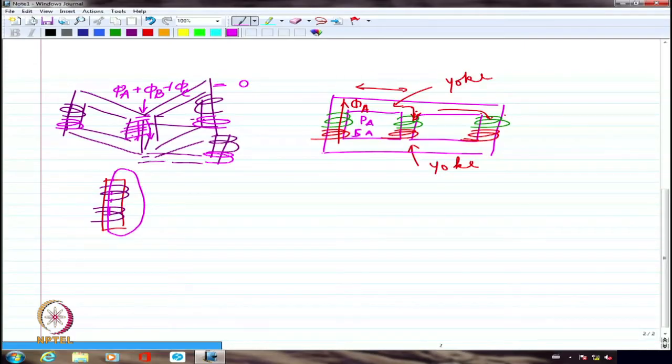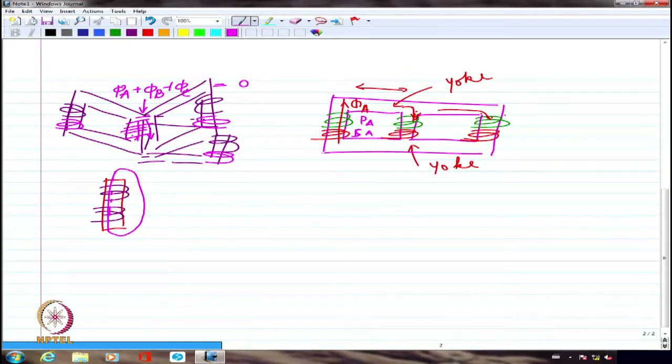So invariably, you would see that towards the distribution end, the fag end of the distribution, the secondary of the transformer will be star, so that we will be able to derive single phase supply out of the final termination point, right? So much for the three-phase transformer.